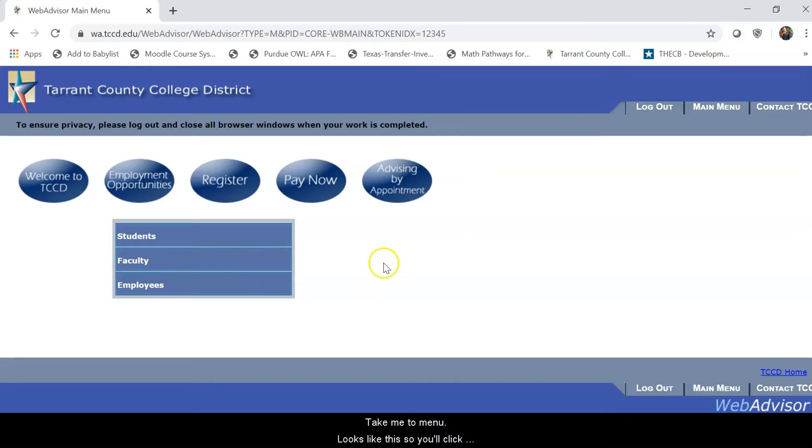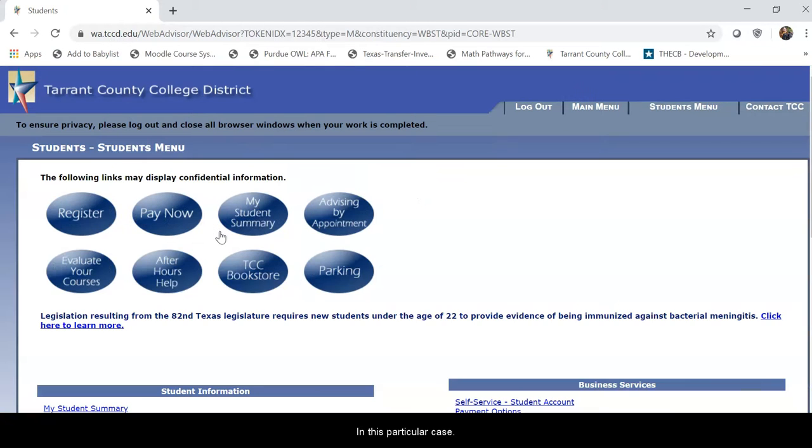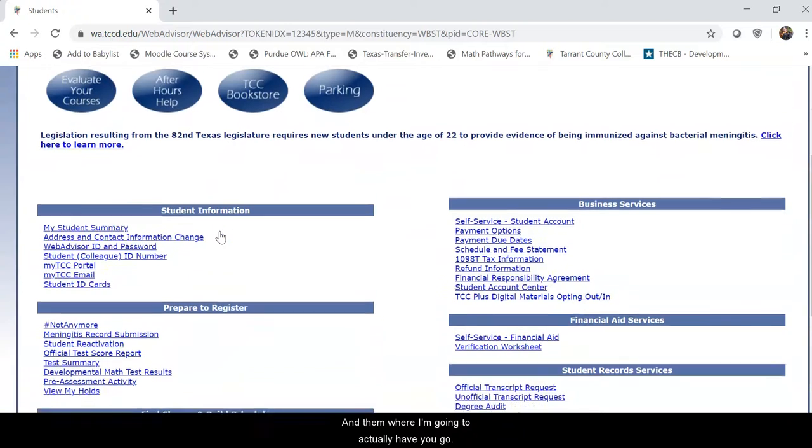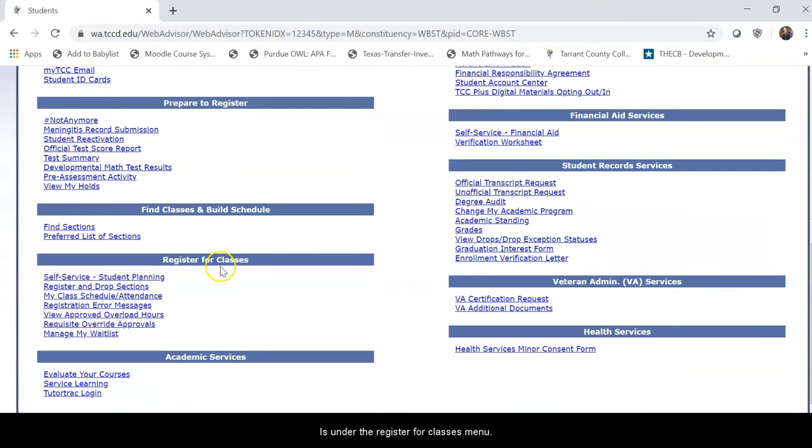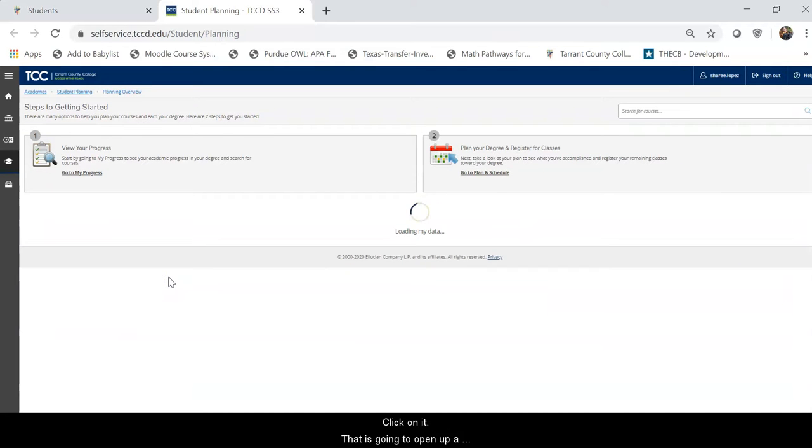Then it's going to take you to a menu that looks like this. So you'll click on your student menu in this particular case. And then where I'm going to actually have you go is under the Register for Classes menu. See the very first option right here? It says Self-Service Student Planning. Again, that is Self-Service Student Planning. You may hear us sometimes refer to that as Ellucian. It's the same thing. All right? So click on that. It's going to open up a new tab. Make sure that your pop-up blocker has been disabled.